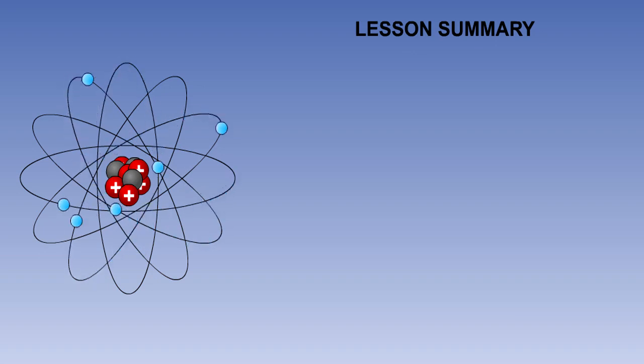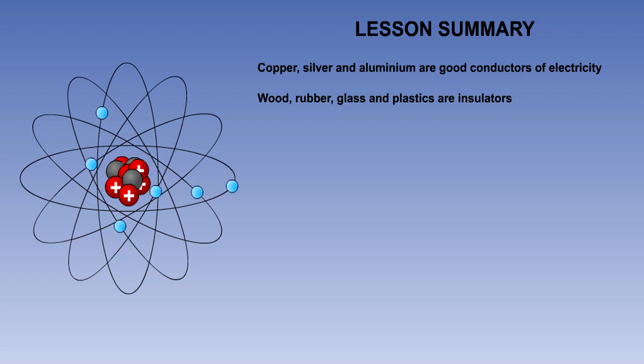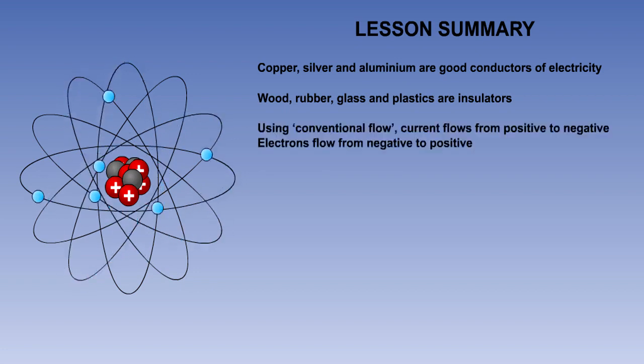That is the end of the lesson. Here is a summary of the important points. Copper, silver and aluminium are good conductors of electricity, while wood, rubber, glass and plastics are examples of insulators. In an electrical circuit using conventional flow, the current flows from the positive to the negative terminal, but electrons actually flow from the negative to the positive terminal.